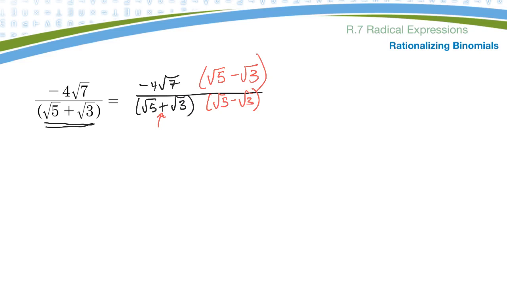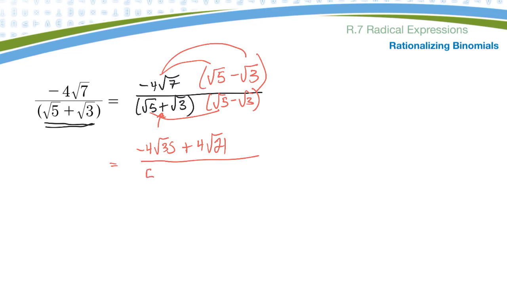Okay, so now let's multiply and see what happens here. So on the top, multiplying this would be a minus 4 root 35. This times this would be a positive 4 root 21. On the bottom, root 5 times root 5 would be the square root of 25, which is just 5. Root 5 times minus root 3 would be a minus root 15. Root 3 times root 5 would be a positive root 15. See what's going to happen there? And root 3 times a minus root 3 would be a minus root 9.